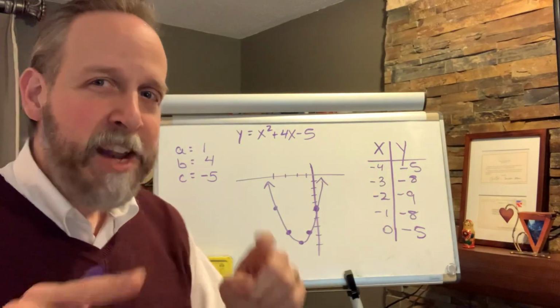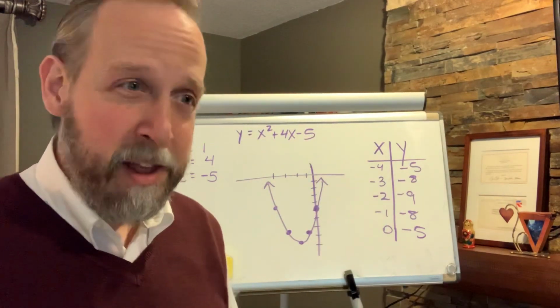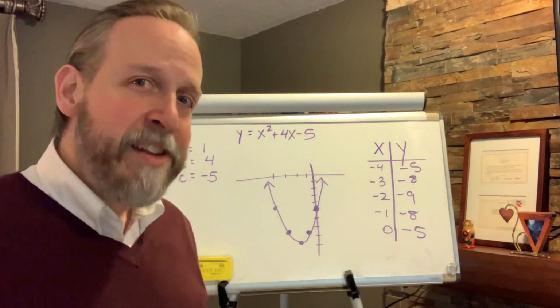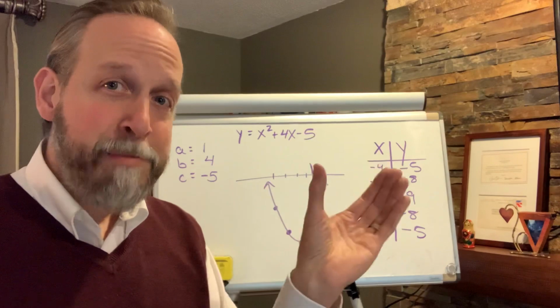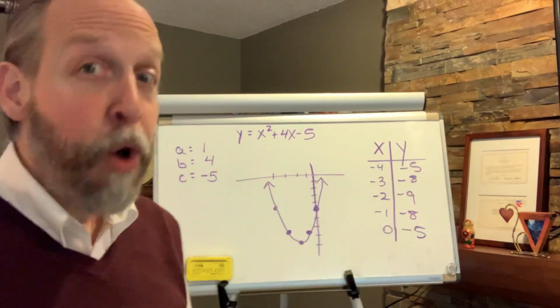If it were a negative number, it's going to open down, and negative people frown a lot. I know that's very childish, but it's a way to remember it, okay? Positive leading coefficient opens up like a smile. Negative leading coefficient opens down like a frown, and that will always be the case.